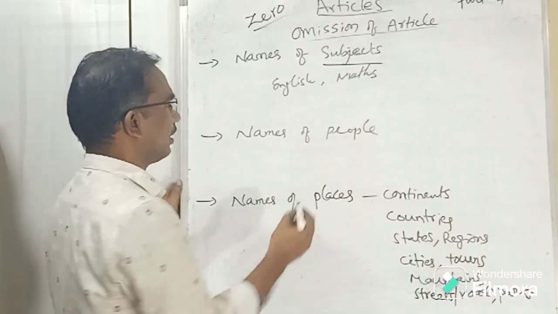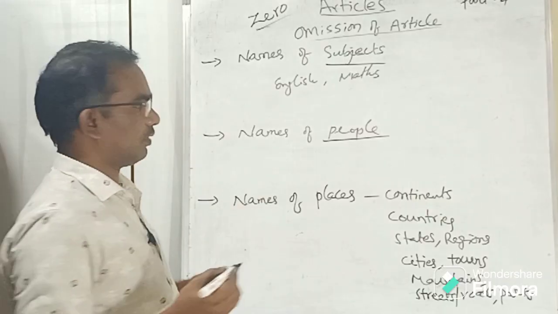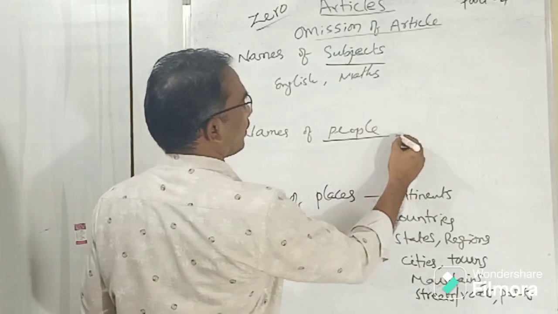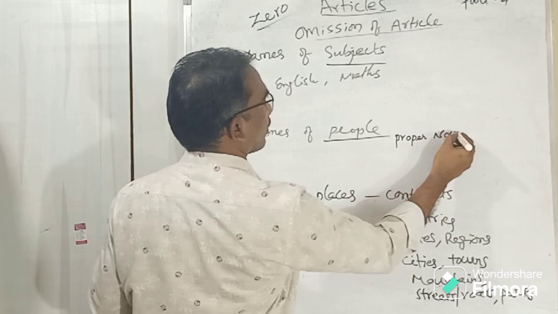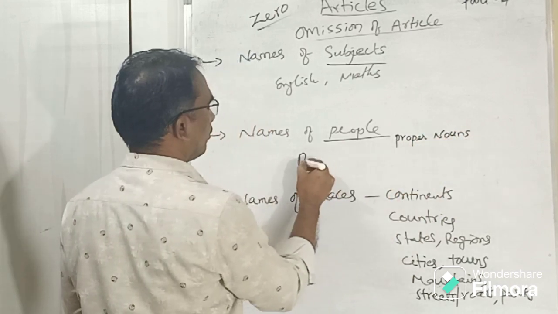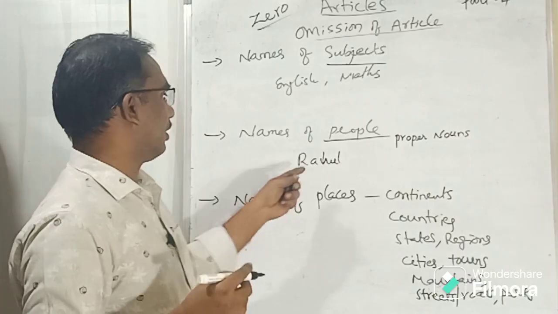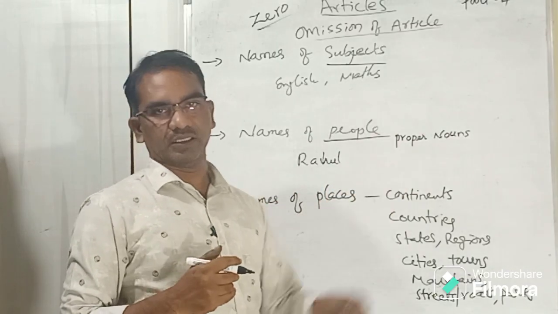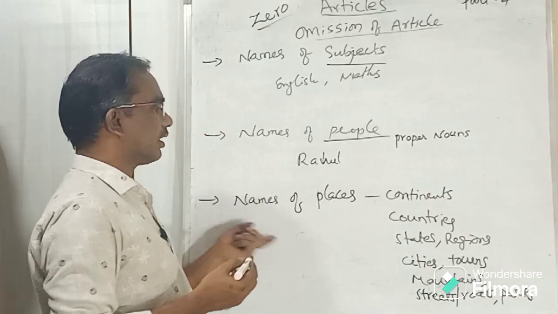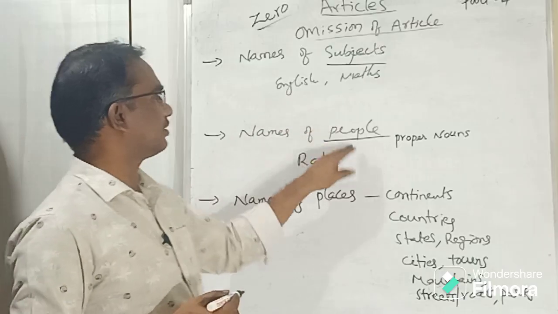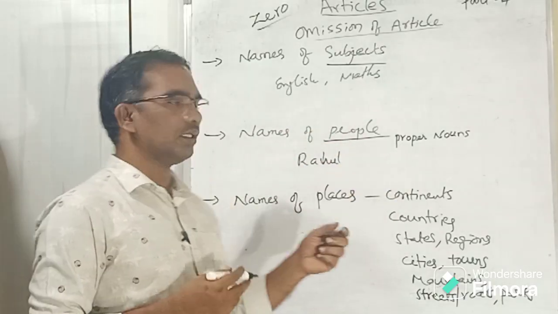The next one is names of people. Names of people are proper nouns. So Rahul, etc. For example, Rahul is my classmate. Here, not the Rahul. So no article is used. When you mention names of people, you're not supposed to use any article.